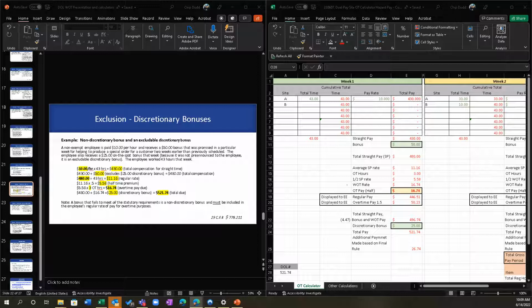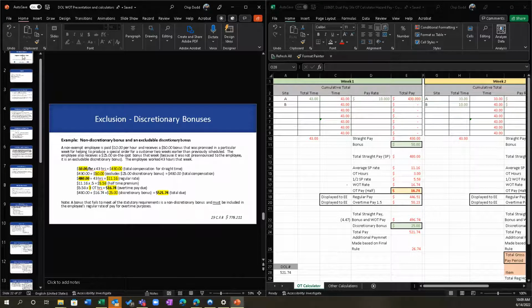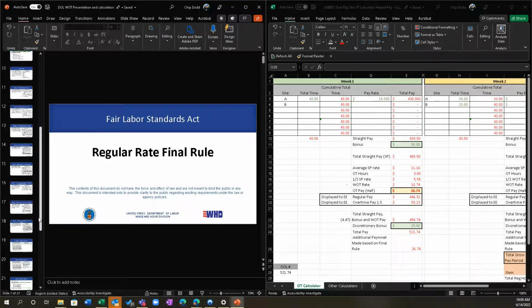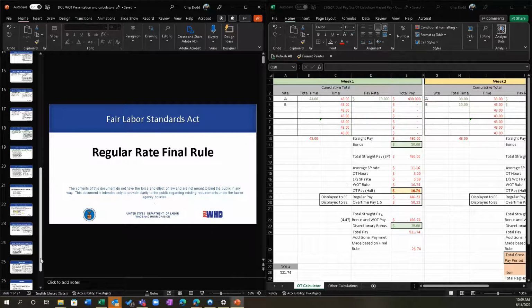I made a couple changes to my overtime calculation spreadsheet to better explain the challenge that we're trying to solve with Paylocity's overtime calculation. First of all, I am starting off with the Department of Labor Fair Labor Standards Act final rule to come up with these calculations. This is not Chip's idea. This is the Department of Labor. I'm just trying to help Paylocity come into compliance so that my company is calculating overtime correctly.